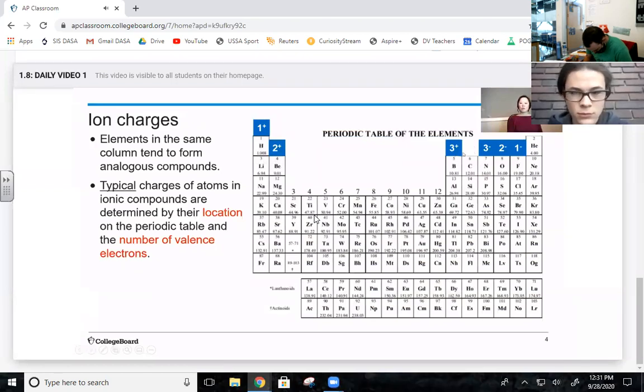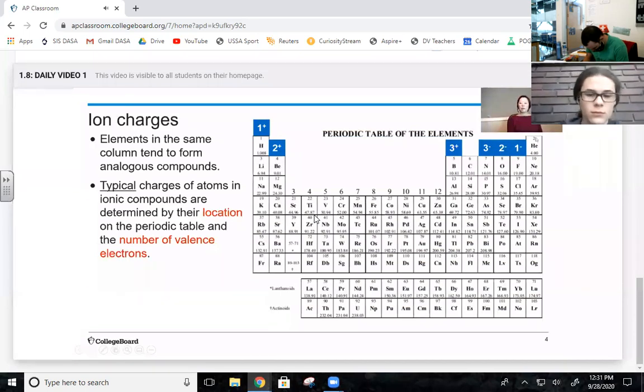Notice there's nothing written above carbon, and that's because carbon generally doesn't donate or gain electrons. And then above nitrogen, 3 minus, above oxygen, 2 minus, above fluorine, 1 minus, and there's actually nothing written above helium. And again, that's because noble gases will not gain or lose electrons.